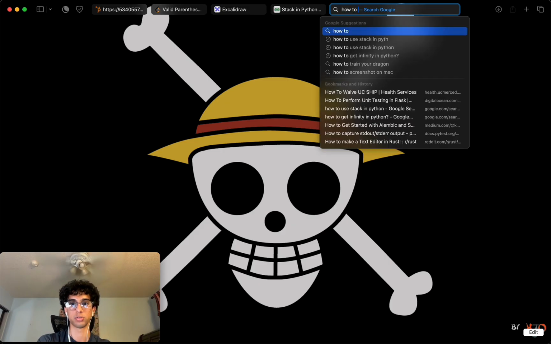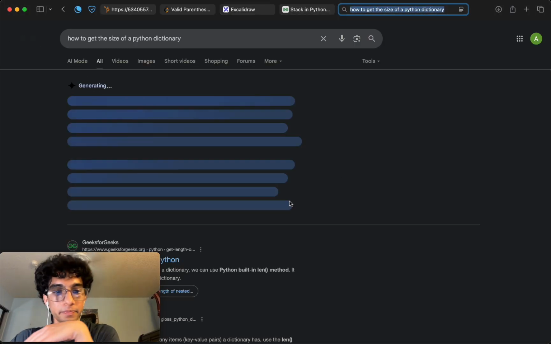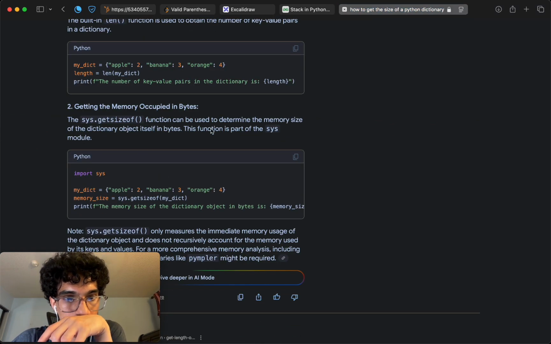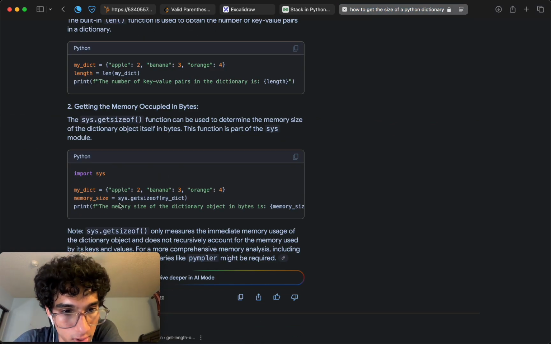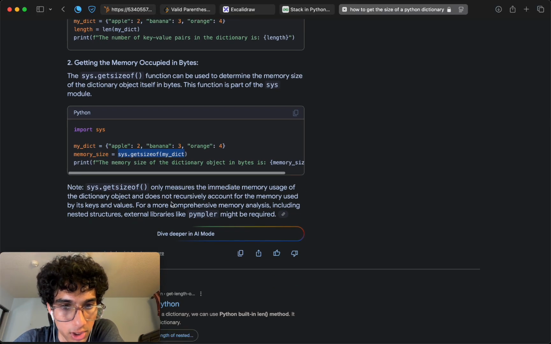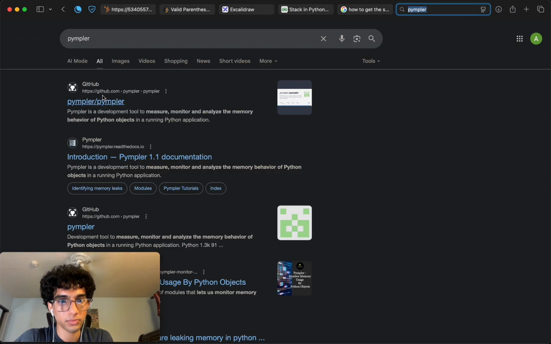I'm kind of curious how to get the size of a Python dictionary. Anyway. Oh, that's interesting. I did not know you could do that. Now, this only measures the immediate memory usage of the dictionary object. It does not recursively account for the memory used by its keys and values. What is that? No, it's just memory. Looking at memory. Okay.